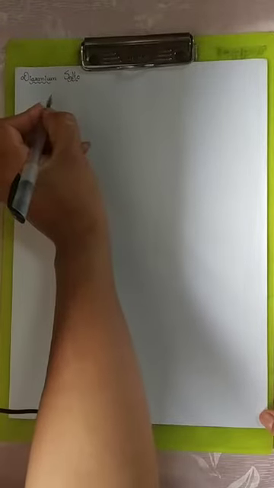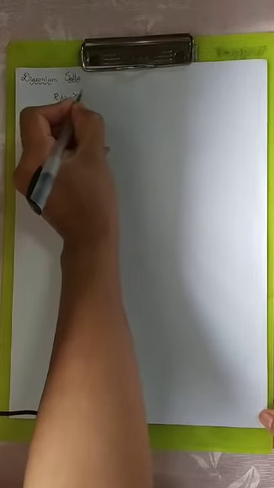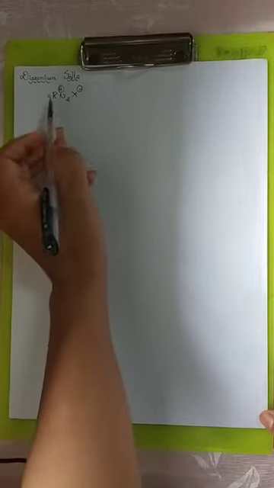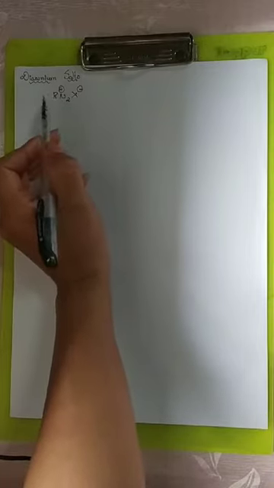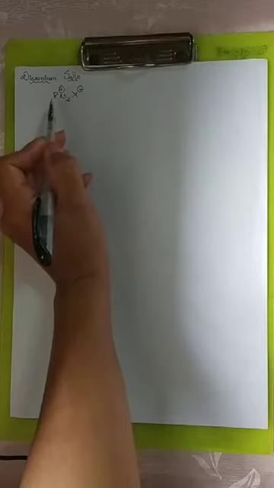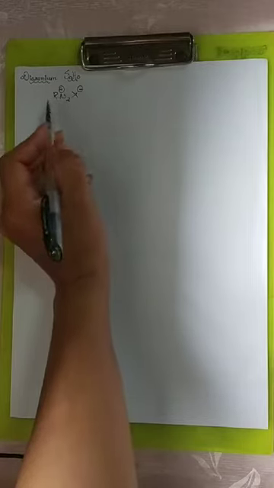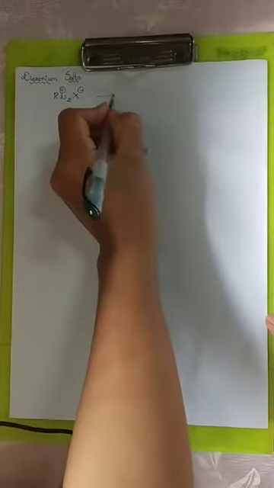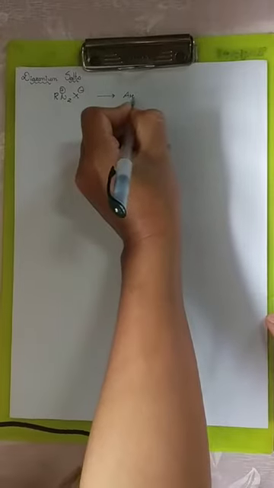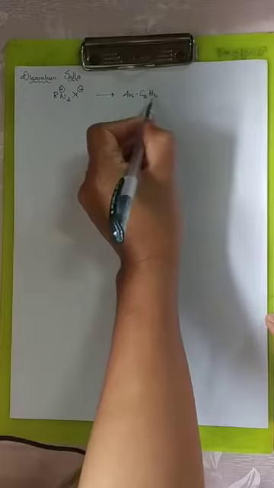The diazonium salts have the general formula RN2X minus. Here R may be alkyl or aryl, but the focus is mostly on the aryl diazonium salts. Why aryl diazonium salts? I'll be discussing that later. Aryl means C6H5.